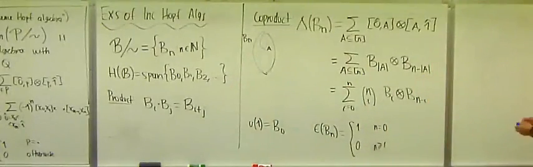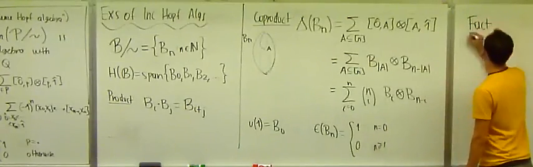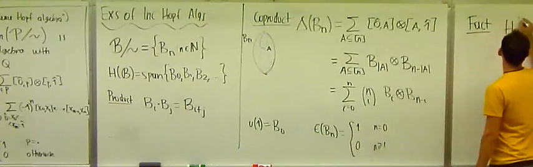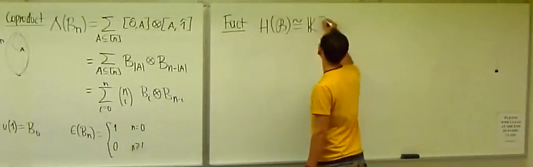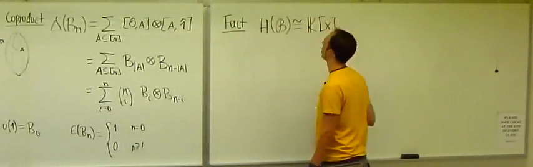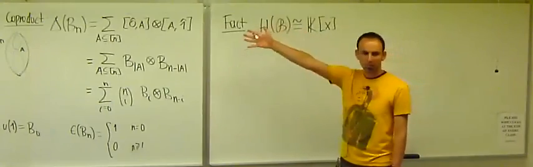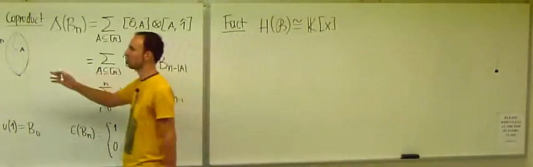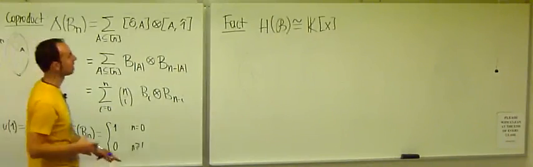You see it, right? So the fact is that the Hopf algebra of Boolean algebras is isomorphic to k of x, where k here is just whatever k we're using. Here I'm defining this to be the span, right? And so the span is the span over some field, and whatever that field is, we're going to get this. Okay?